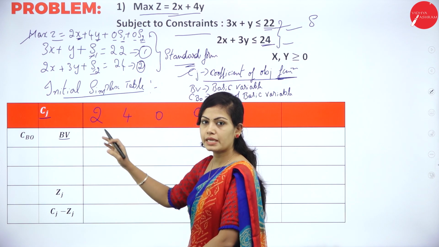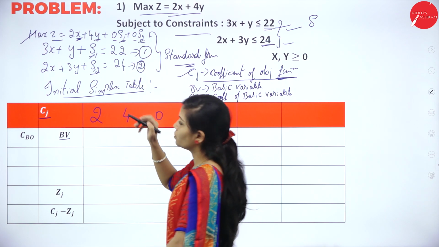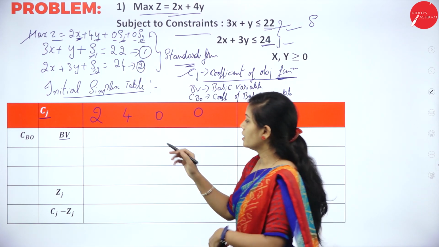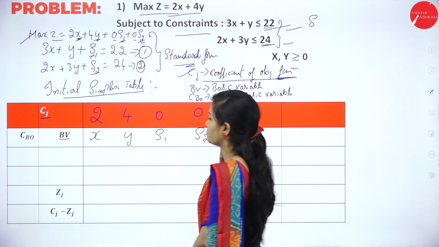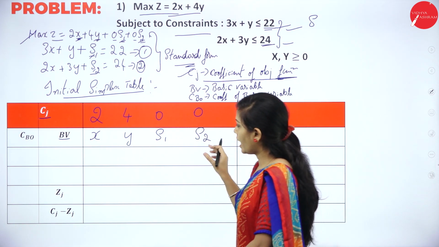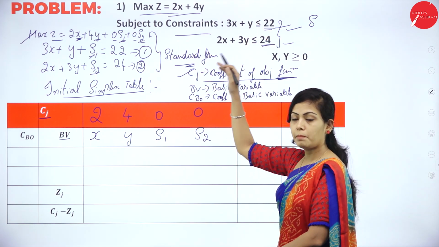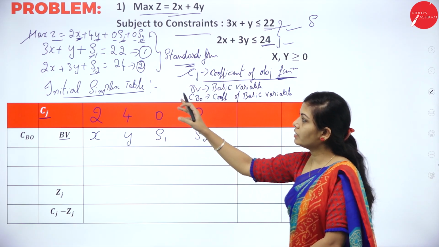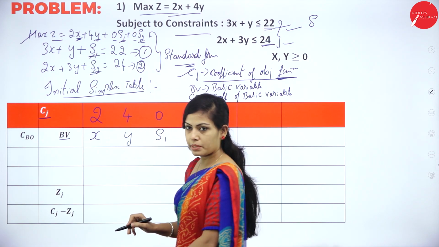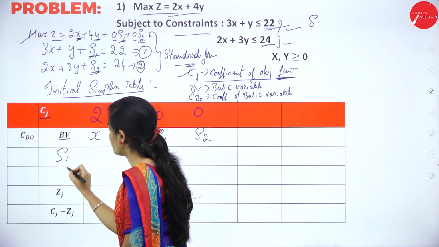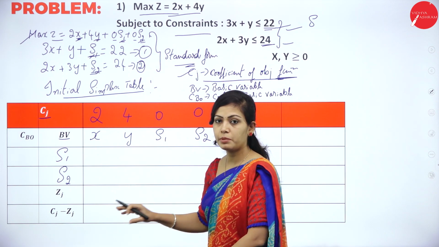Next is the basic variable. How many variables are there? x, y, S1, S2. Now you just see the question. In the question we don't have S1 and S2. By converting the inequality into equality, I have added two slack variables called S1 and S2. That is the main basic variable here. So below I'll write S1 and S2. This is common for every problem, one common table for every problem.